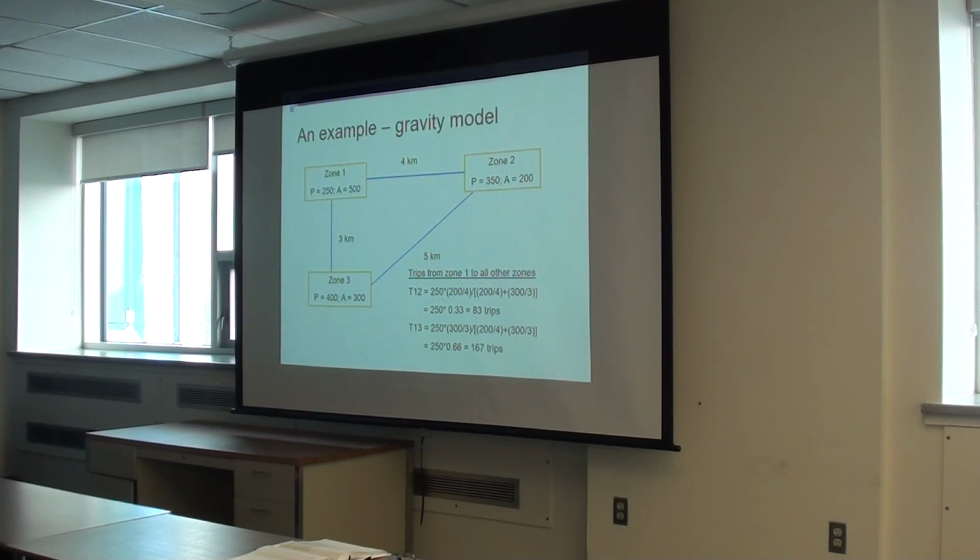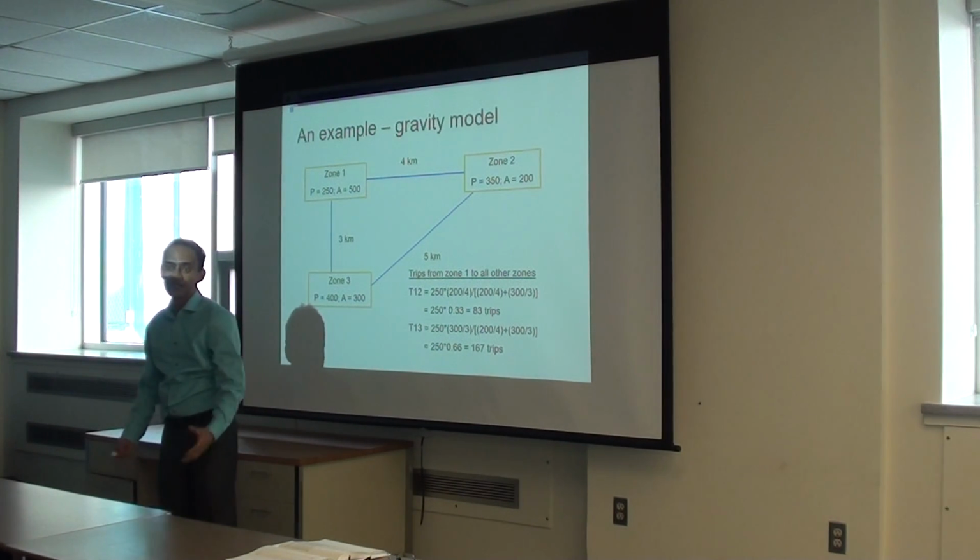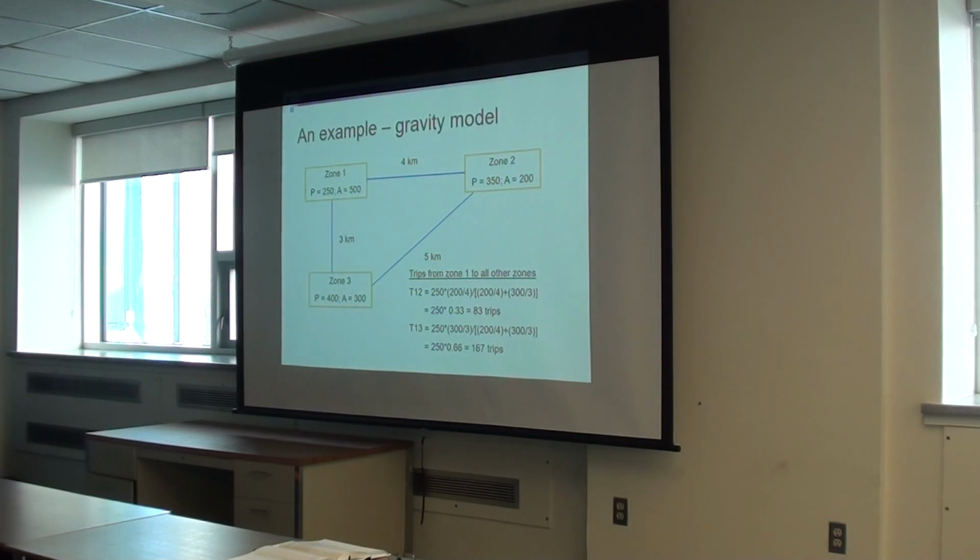So 250 we are distributing. Okay, follow with me. So attraction of zone 2, zone J is 2. What is the attraction number for zone 2? 200. So that means it will bring more, and then multiply by, what is your impedance? Kilometer? Distance? So 1 divided by 4, right? Distance from zone 1 to zone 2. Here I just put the divided by. So that's the share.